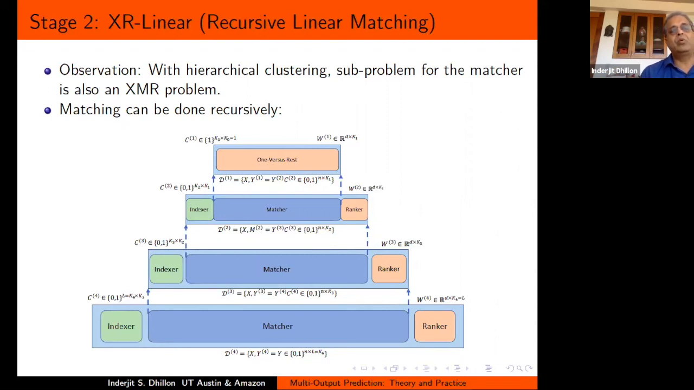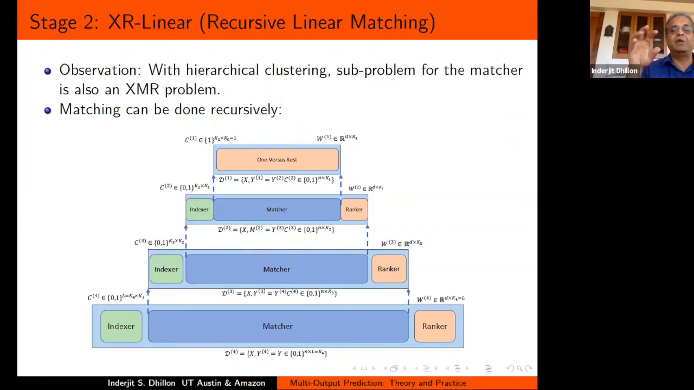So when we do clustering, then the problem of finding the relevant clusters given an input, you can actually think of it as an extreme multi-label ranking problem itself. So that's what I've shown in this toy figure at the bottom, right? So it's again an extreme multi-label problem. And now you can use various methods. You can use linear methods, you can use other methods that have already been developed for this problem, right? But if you are doing a hierarchical clustering, you can do this method recursively. So the matching can actually be done recursively.